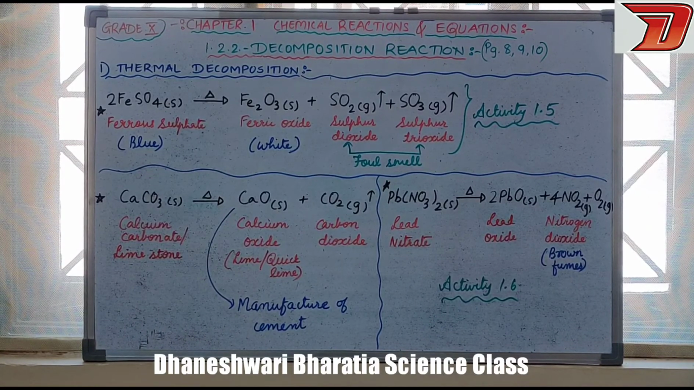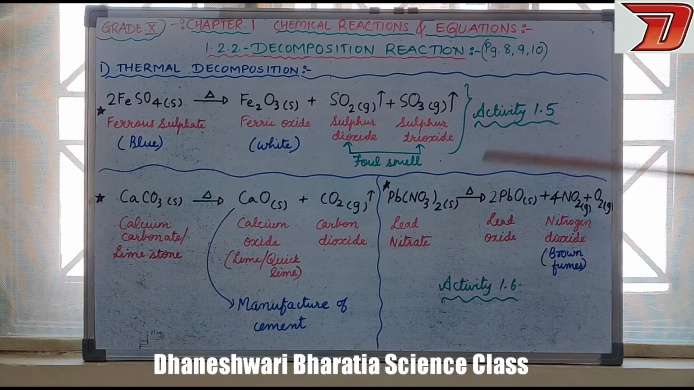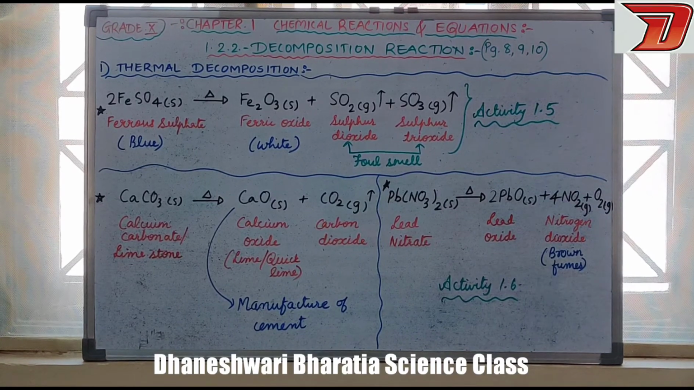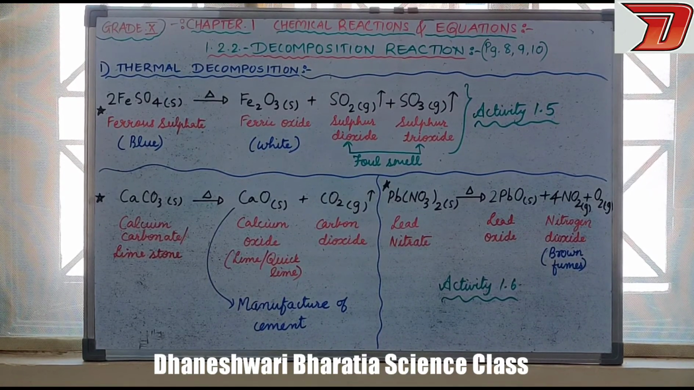So first let us start with thermal decomposition reaction. Hope you know the definition now, that when a decomposition reaction is carried out in the presence of heat, that is, external heat is given, right? These three examples are given in the textbook itself, right? The first example is activity 1.5, which you can see in your textbook as well, right? What you all have to do? You have to take about 2 grams of ferrous sulfate crystals in a dry boiling tube, right?